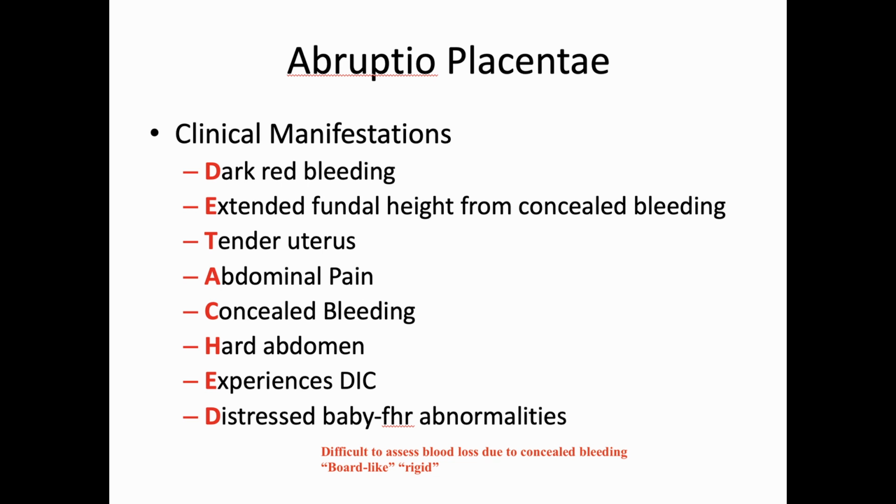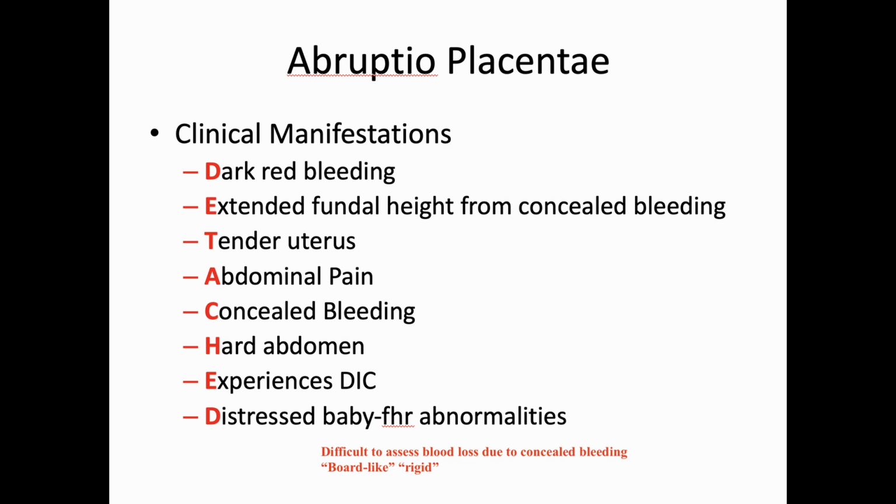And then extended fundal height from concealed bleeding, right? So the other one did not have concealed bleeding. The other one, as the bleeding was happening, it was coming out. In this case, just think of the location of where the placenta is, the bleed is happening all the way up here. It's trapped behind the baby, the cervix maybe is closed, so it's staying concealed because it really has nowhere to go, right?